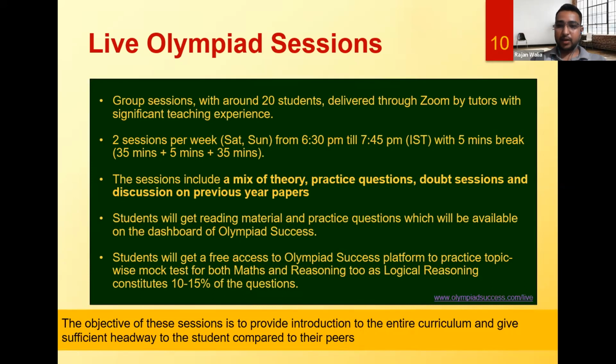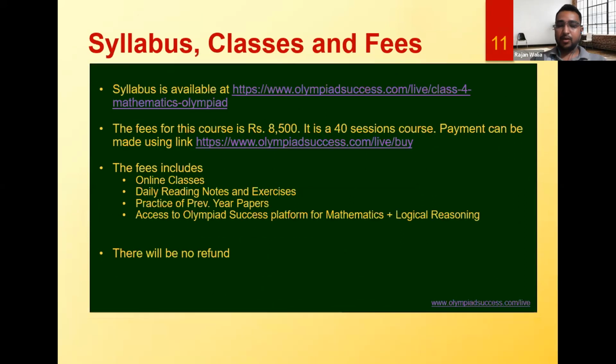Students will get reading material and practice questions, which are available on the dashboard of Olympiad Success. With this course, you will get free access to the mathematics and logical reasoning mock tests, which are also available on the dashboard. Now the syllabus link I will share in the chat box. The fees for this course is 8,500 and there will be 40 sessions in this course. The payment link I will share in the chat box.